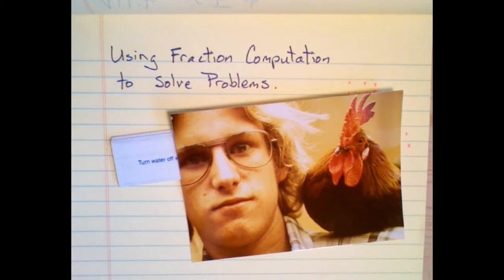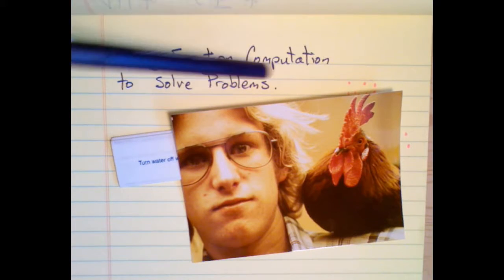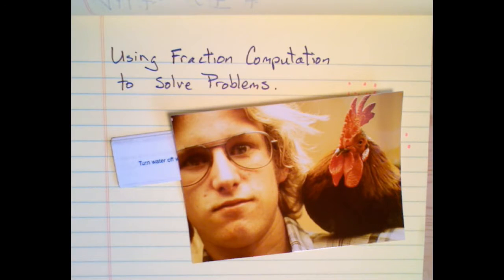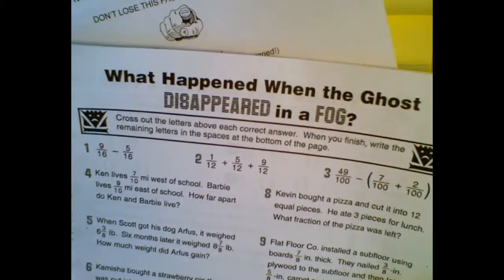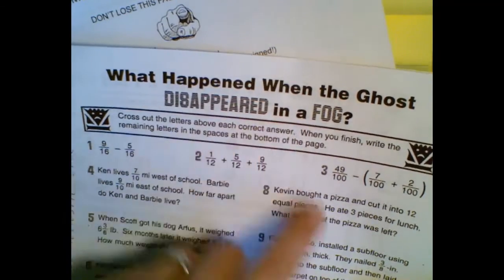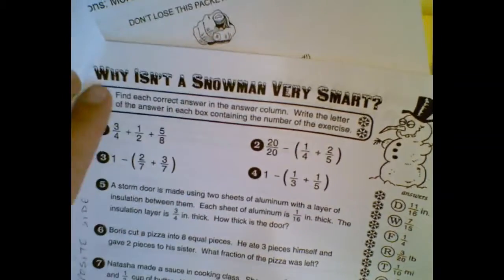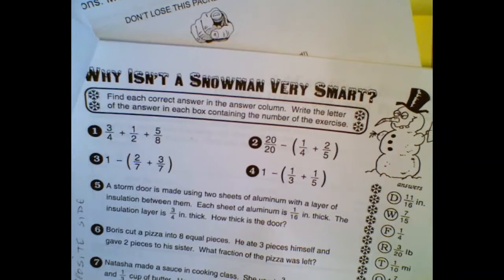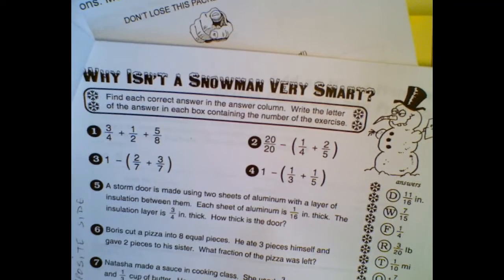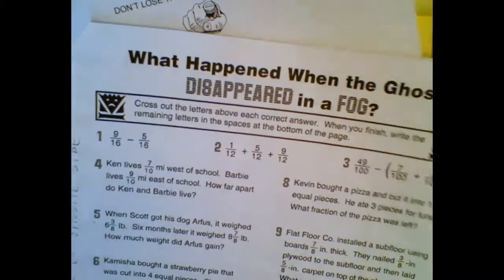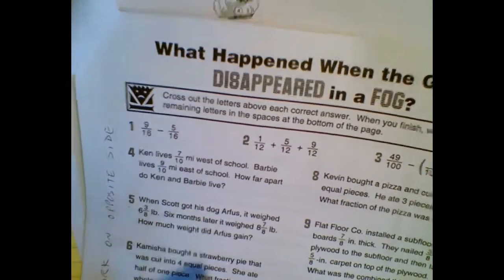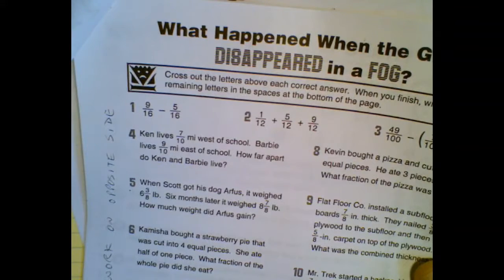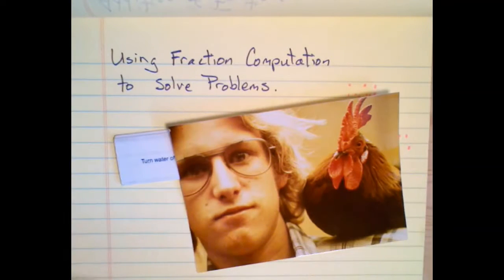Okay, in this video, we are going to be practicing using fraction computation to solve problems. Specifically, this little video is supposed to help with this page here, what happened when the ghost disappeared in a fog, as well as why isn't a snowman very smart? I have no idea. You do the problems and you can figure out the answer at the bottom. But I'm going to be using these problems not to answer them completely, but to think about how to solve them. And we're going to take advantage of two things to do this.